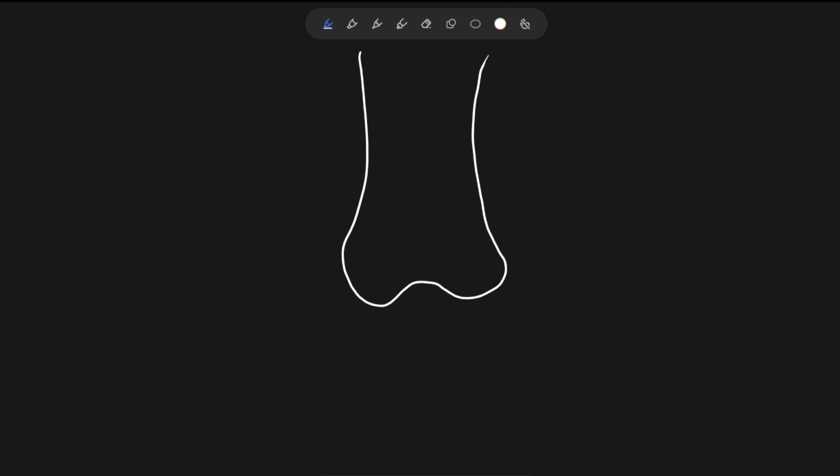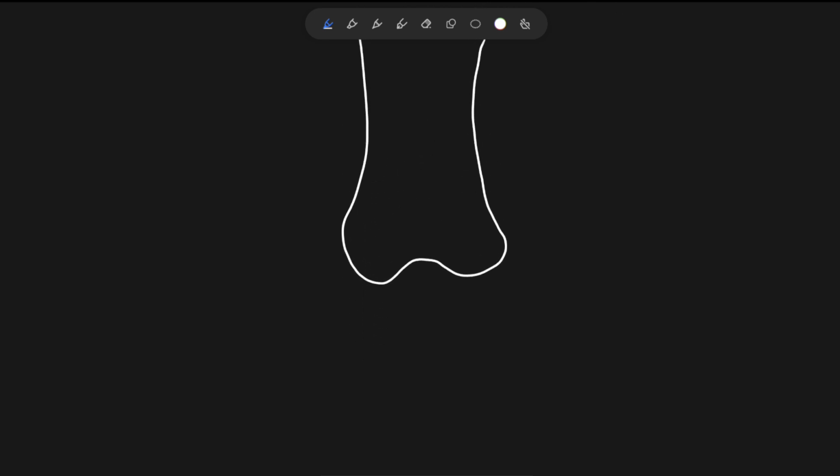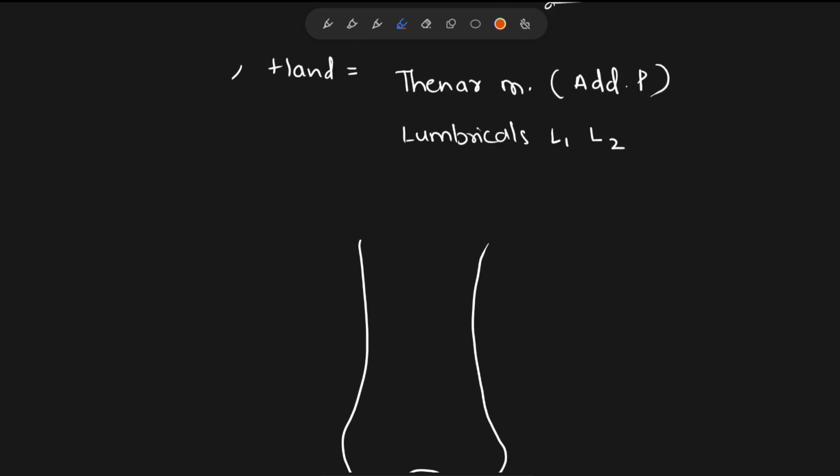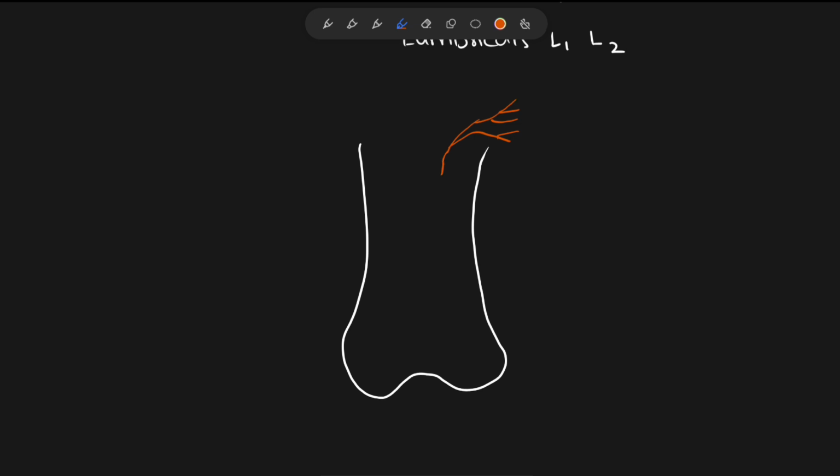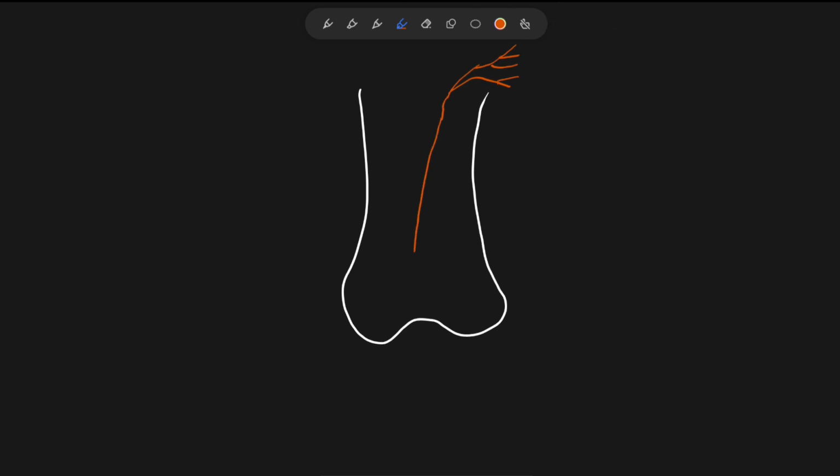Here is the distal end of our humerus. The lateral and the medial cord are coming, and here in the arm we have some other nerves. I will explain, give me a moment.